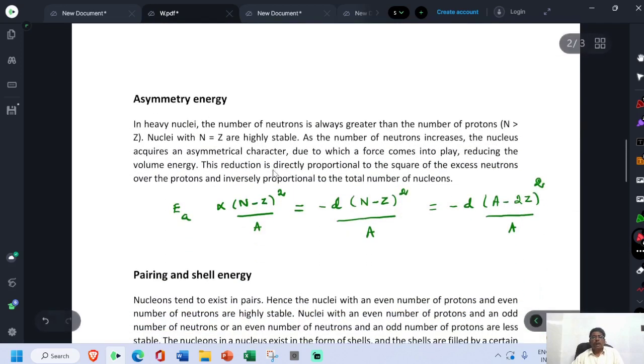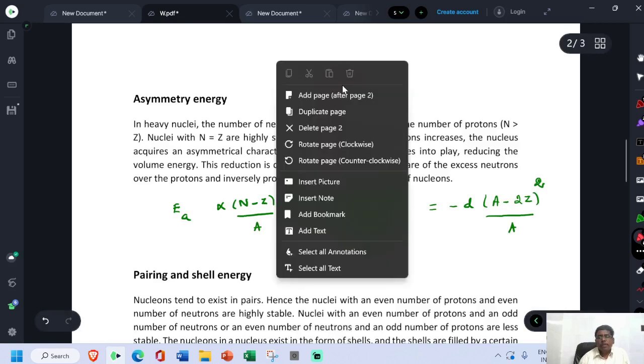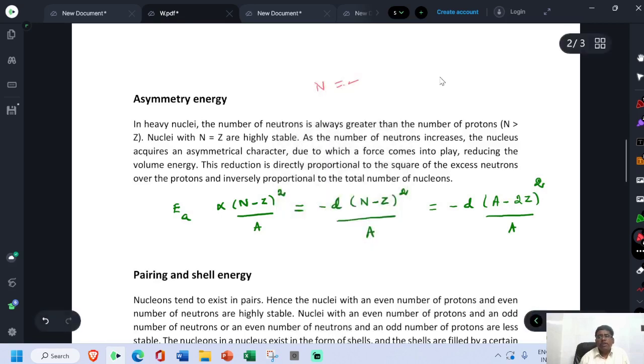Next term is the asymmetry energy term. In heavy nuclei, the number of neutrons is always greater than the number of protons, that is N greater than Z. Suppose N equal to Z, the number of neutrons in a system is equal to the number of protons, such a nucleus is stable.